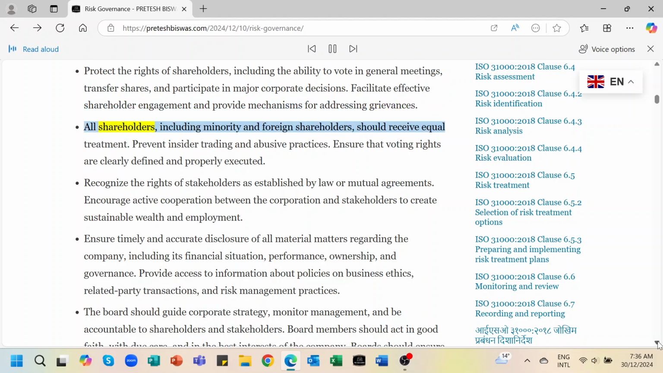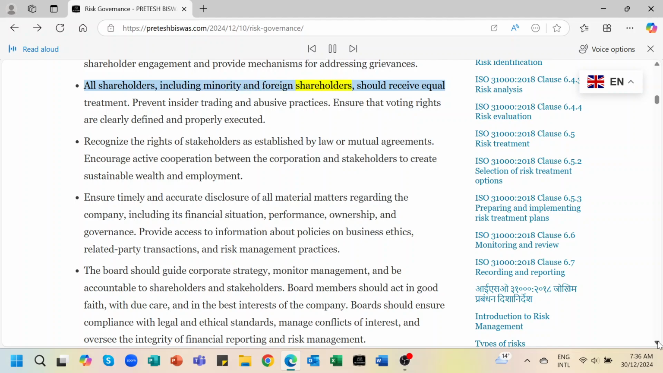All shareholders, including minority and foreign shareholders, should receive equal treatment. Prevent insider trading and abusive practices. Ensure that voting rights are clearly defined and properly executed. Recognize the rights of stakeholders as established by law or mutual agreements. Encourage active cooperation between the corporation and stakeholders to create sustainable wealth and employment.